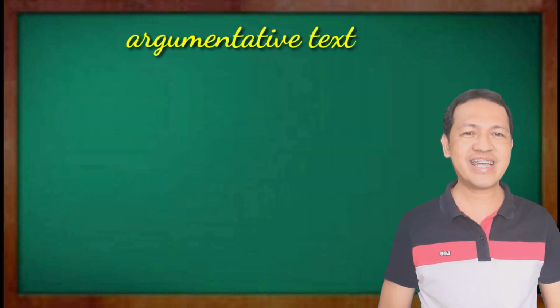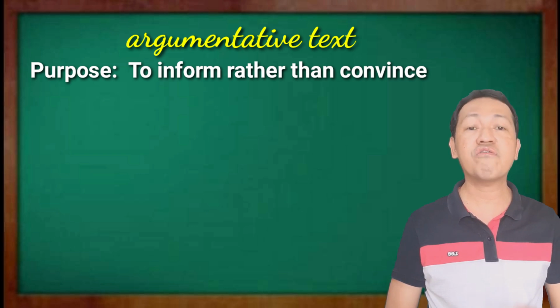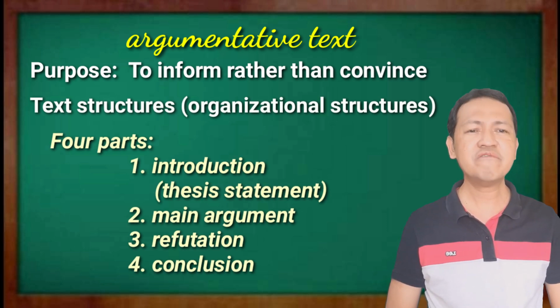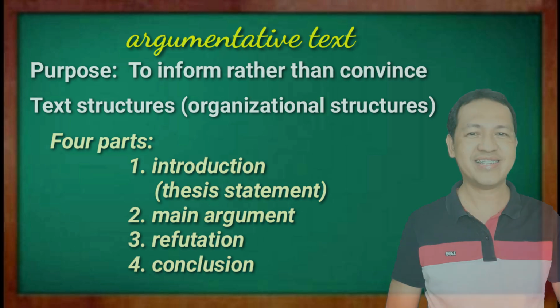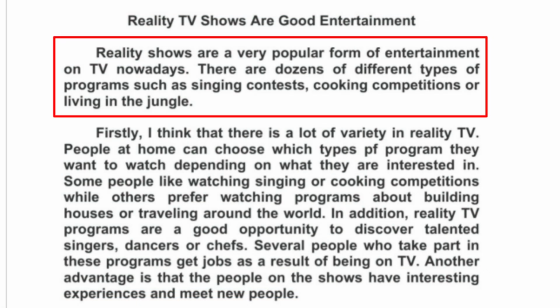Argumentative text presents both sides of an argument or issue. The main purpose of an argumentative text is to inform rather than convince. That's why argumentative text should not be confused with a persuasive text. Argumentative text is divided into four parts. First is the introduction, which gives a background information and introduces the central message or thesis statement of the text.